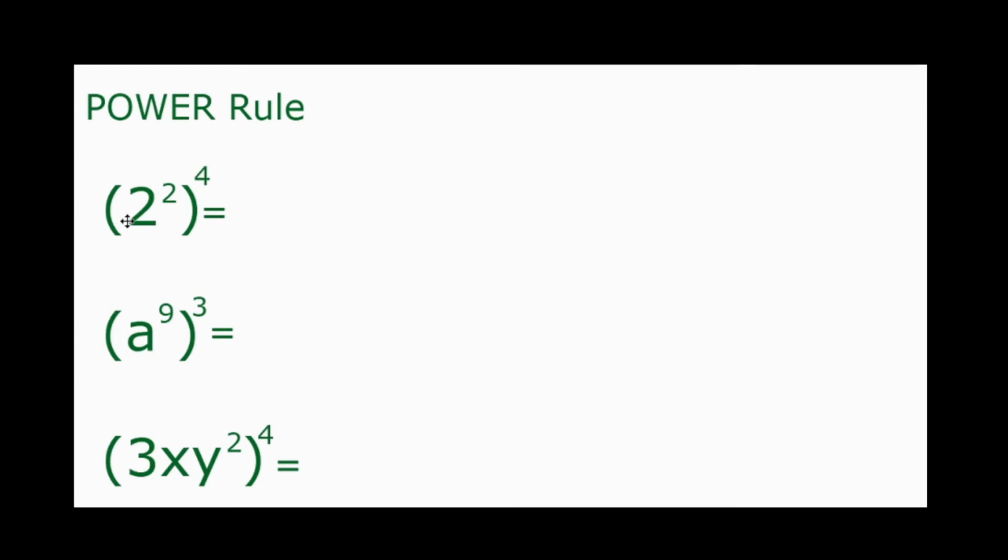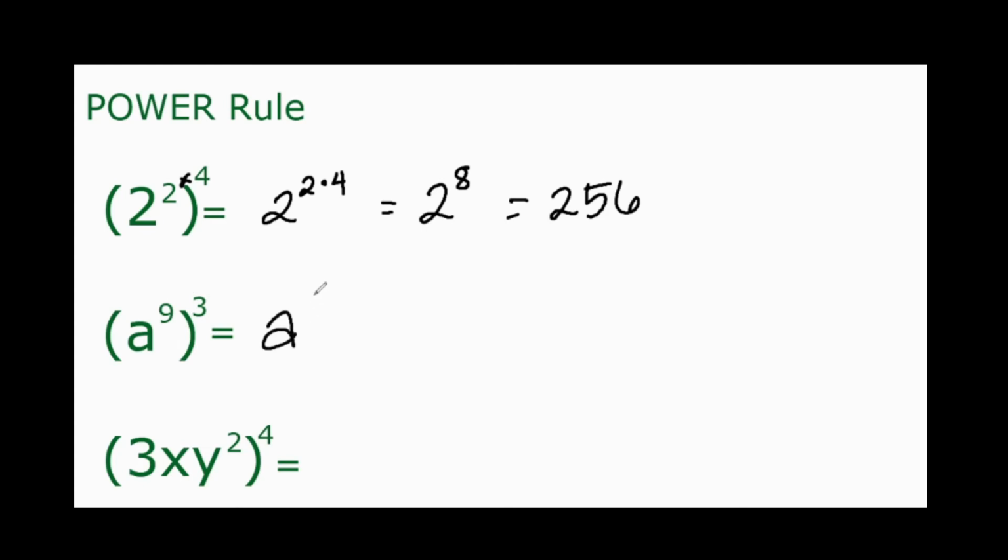Okay, so let's have example number 1. We have here 2 squared quantity raised to 4. As I have mentioned, all we have to do is multiply our exponents. We will write here 2 raised to 2 times 4, and that is equal to 2 raised to 8. But again, since it's a whole number raised to an exponent, we have to simplify it. So 2 times 2 times 2 times 2 times 2 times 2 times 2 times 2 is equal to 256.